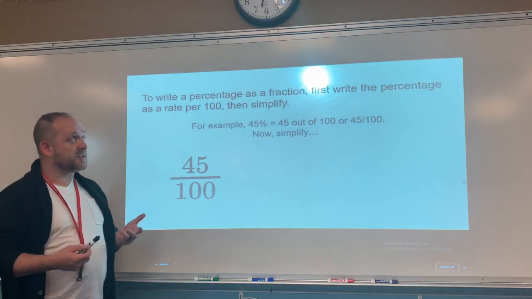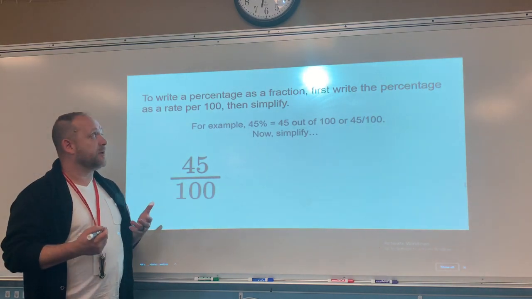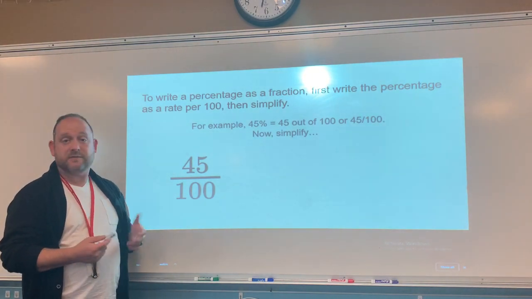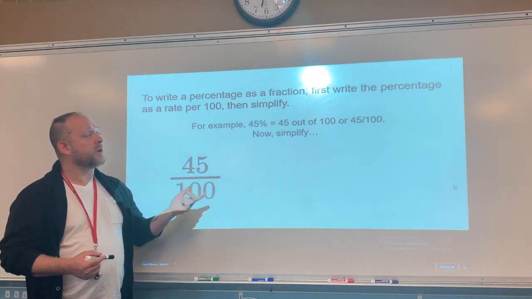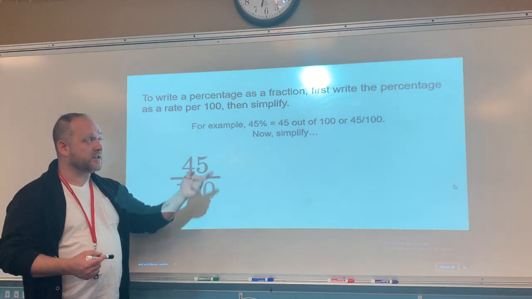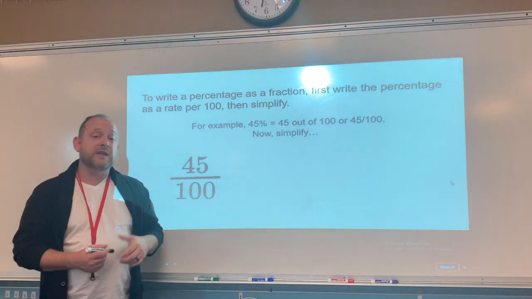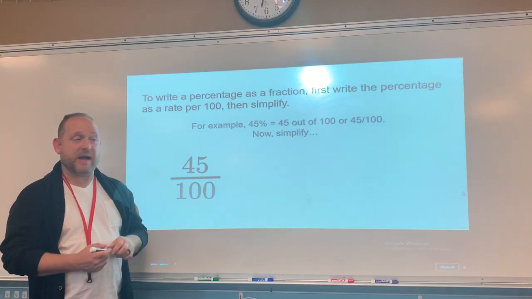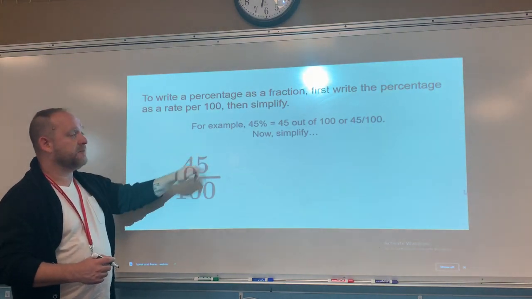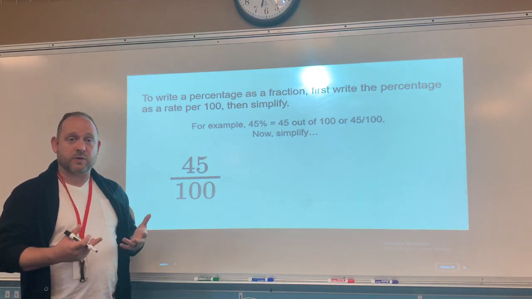So to write a percentage as a fraction, first we're just going to write the percentage as a rate per 100, then simplify. For example, we've got 45%. Well, 45, like we showed before, out of 100 is 45 100ths, or 45 over 100. Now all we have to do to write this percentage as a fraction is simplify. Again, this is a fraction, but we want to simplify always to get our answer in simplest or lowest terms.